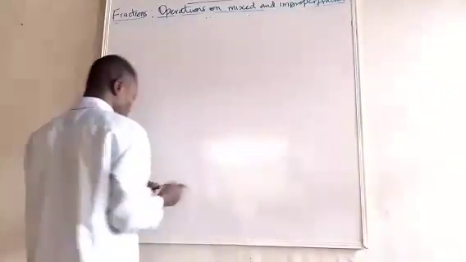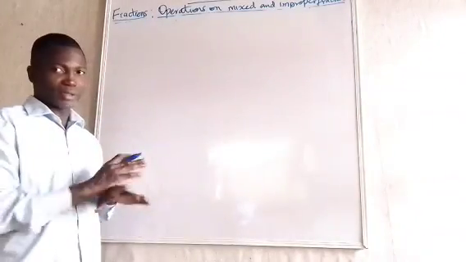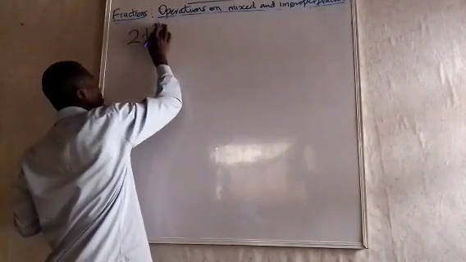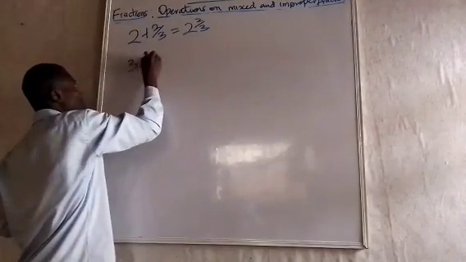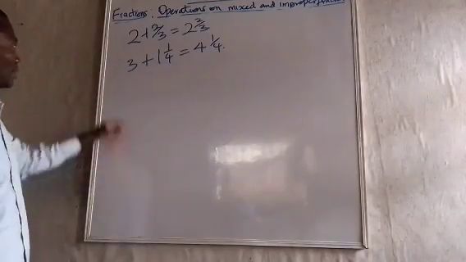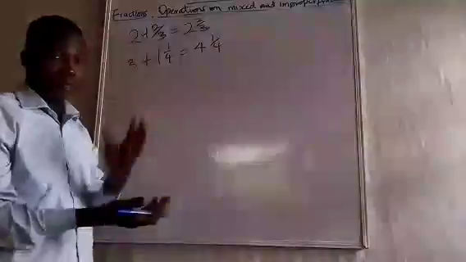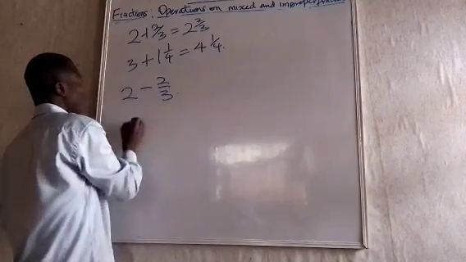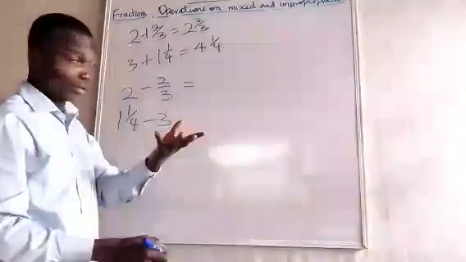So before we go on, I want to state a fact that is obvious. You know you can add whole numbers to fractions easily. Like if I have 2 plus 2 over 3, that's going to give me 2 and 2 over 3. If I have 3 plus 1 over 4, that's going to give me 3 and 1 over 4. It's very obvious. You understand? In the same way, you can subtract fractions from whole numbers or whole numbers from fractions. Let's look at this. You can say 2 minus 2 over 3, or you can also say 1 over 4 minus 3. Let's see what this one will give us. I have shown you how to do this already.